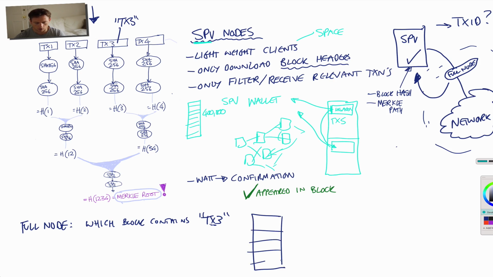The database that it has locally, it's going to look in all the blocks to find which, if any, of those blocks contain TX3. Let's say it finds it in this block here. Fantastic, you can confirm that this transaction is part of this block. Let's call it block 3. But again, the block itself will be defined as the block header hash.